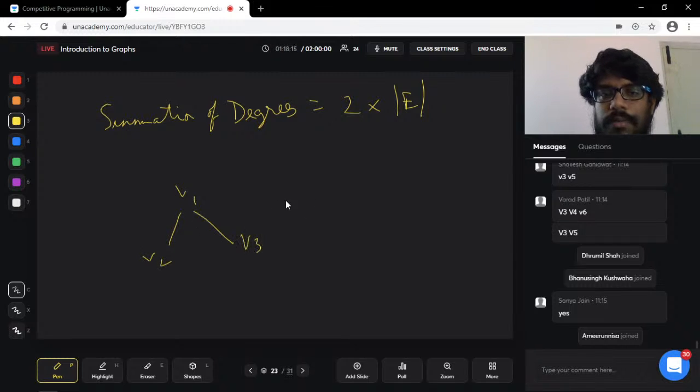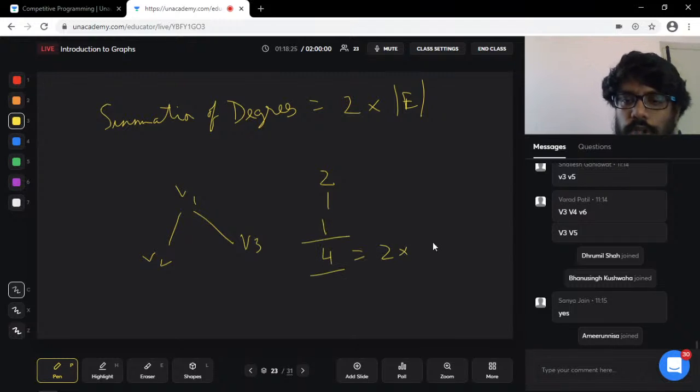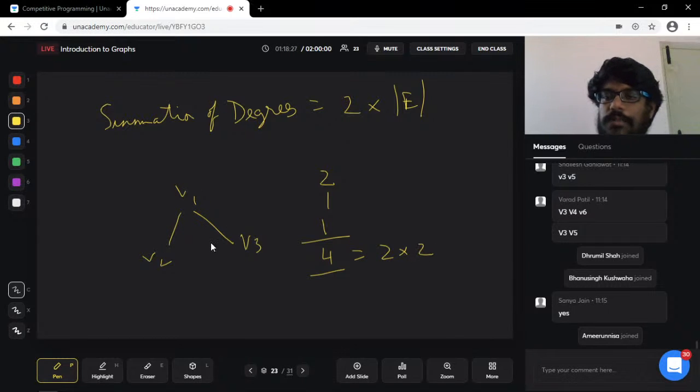Let's just take one more small example, say V1, V2, V3. What is the degree of V1? It's 2. What is the degree of V2? It's 1. What is the degree of V3? It's 1. So the summation is 4, and 4 is 2 into 2, where 2 is the number of edges. You can take any more examples and it will always be true. It's a very cute property, right?